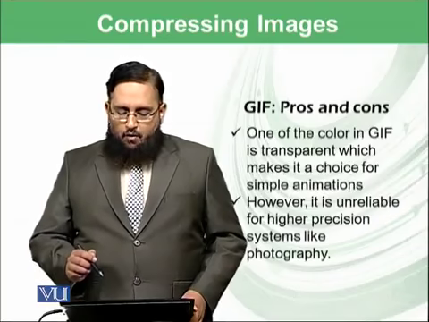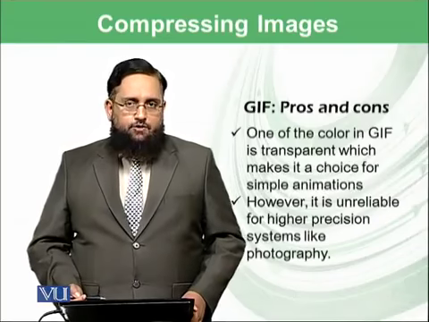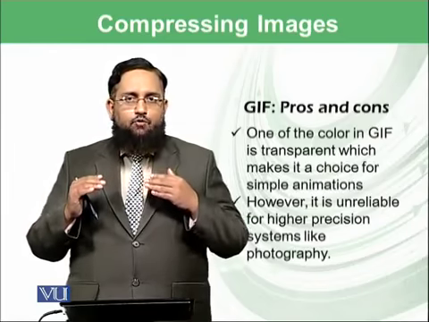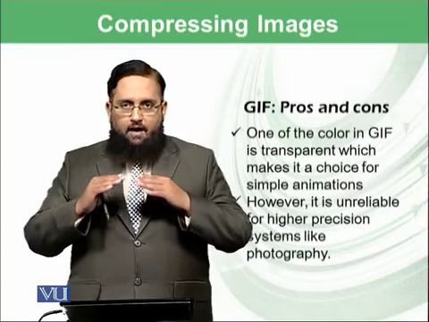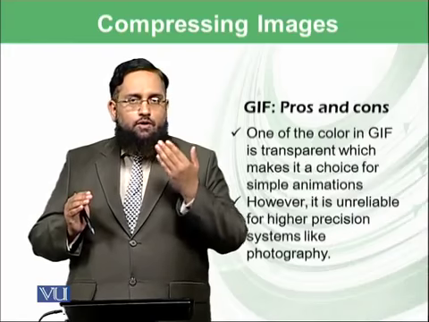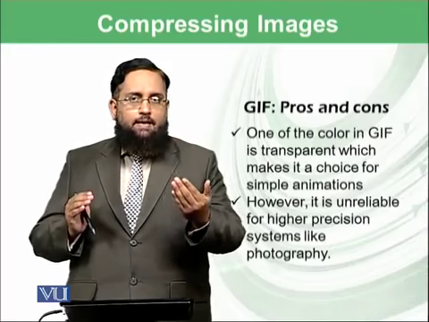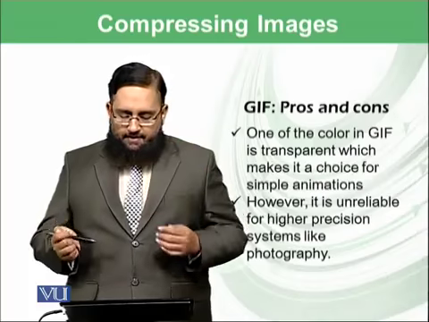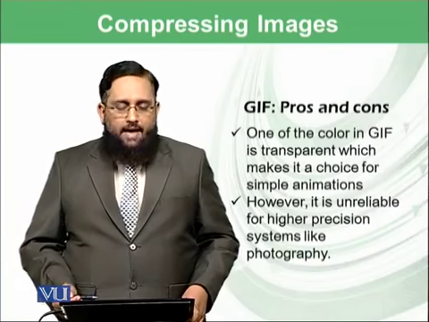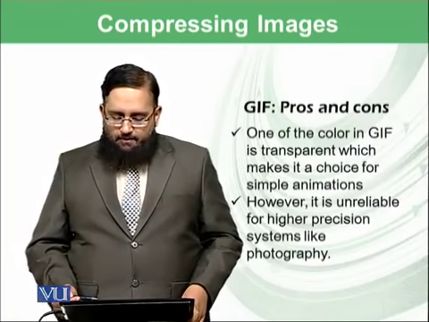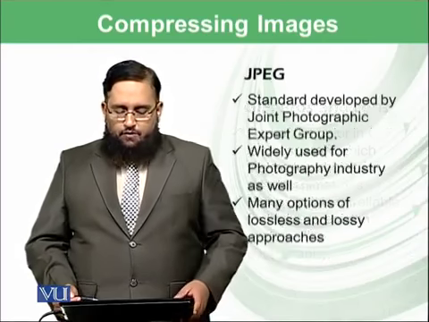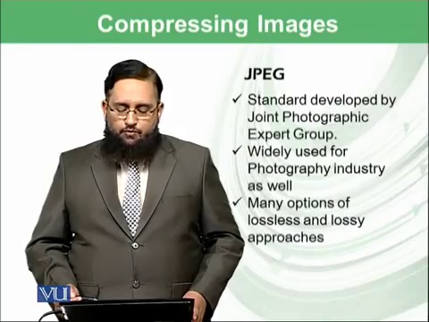For example, one of the colors in GIF is transparent. This means that we can apply this color to objects that are going to be displayed, while also showing something that is already in the background, through the transparent color. So it becomes a choice for simple animations. However, it is unreliable for higher precision systems like photography. So for that, we use JPEG.